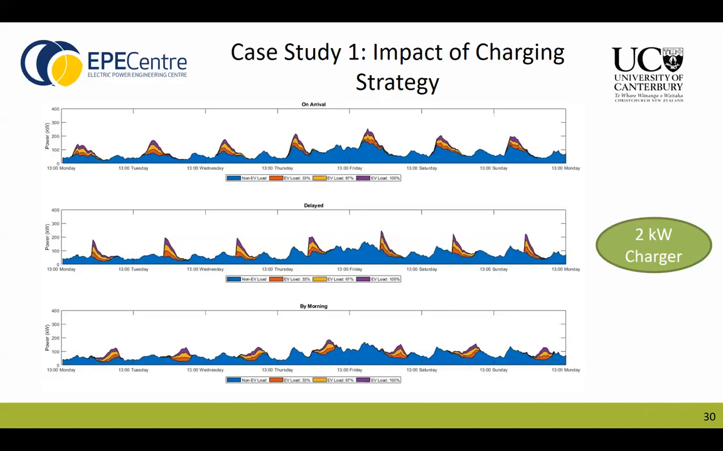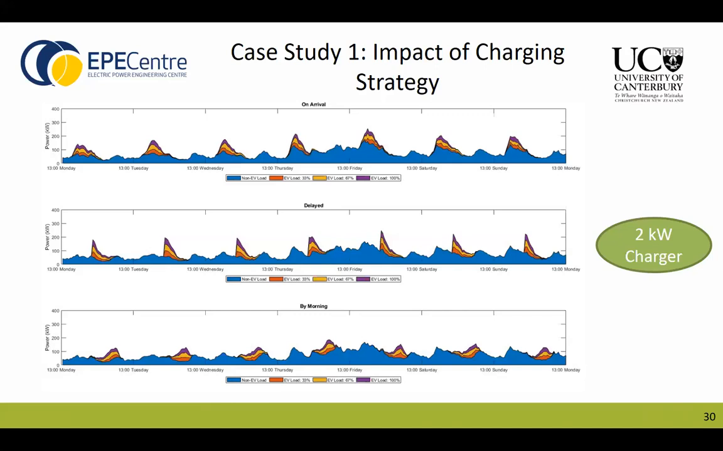It's probably worth noting at this point as well that all these load profiles assume that the entire EV fleet is using the 2 kilowatt charger. It can be seen that both the delayed and by morning strategies, so the second one, third one, shift electric vehicle load outside of the peak in the non-EV load, sorry.